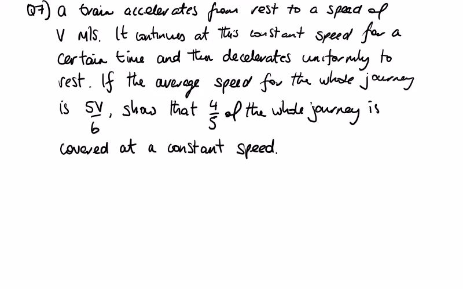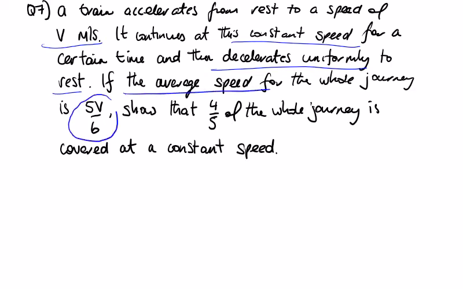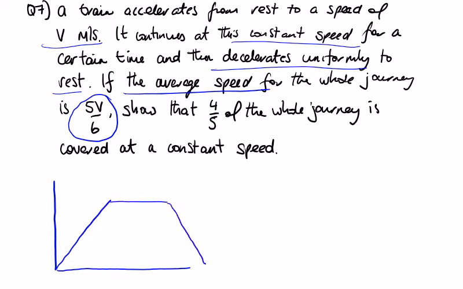Question 7. A train accelerates from rest to a speed of v. It continues at this constant speed for a certain time and then decelerates uniformly to rest. The average speed for the whole journey is 5/6 of v. Show that 4/5 of the whole journey is covered at a constant speed. Okay, very little information given here, so let's draw our speed time graph. Straight line and back down.